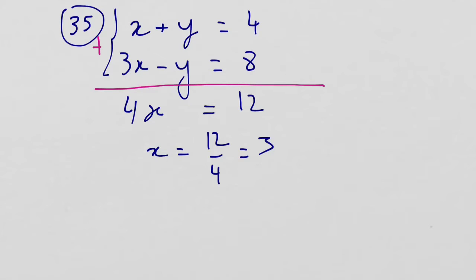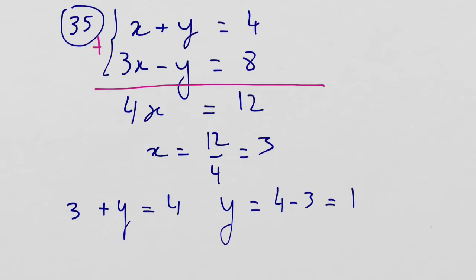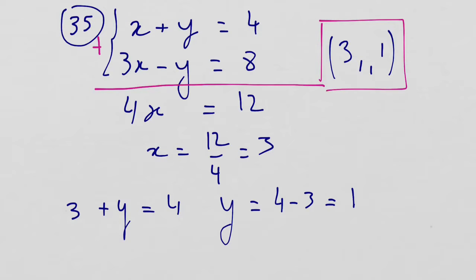Because now you have the value of x, you can substitute the value of x in one of these two equations. Why not use the first equation? 3 plus y equal 4, so y equal 4 minus 3, which is 1. And so the solution is going to be (3, 1). That is going to be your solution.